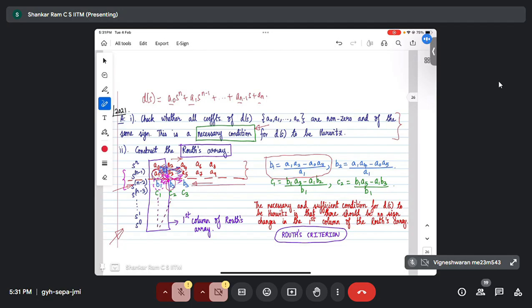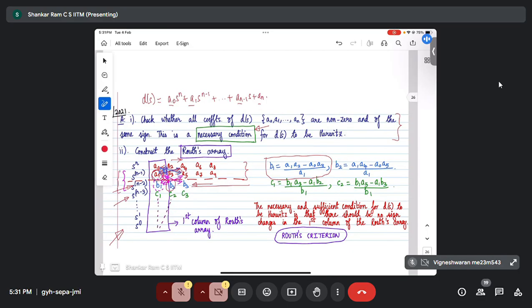So like this, we complete the s power n minus 2 row. Then we come down one row further, which is the s power n minus 3 row. For this, we take the two rows immediately above it. So we fill in the entries C1, C2, C3 and so on, however many entries there are. For this also, we use a similar logic.